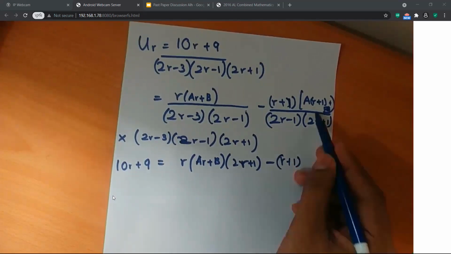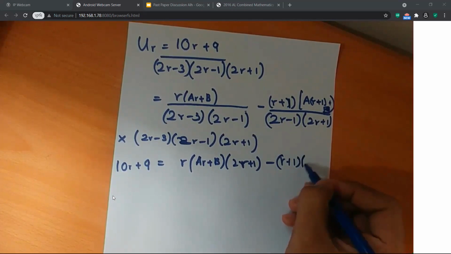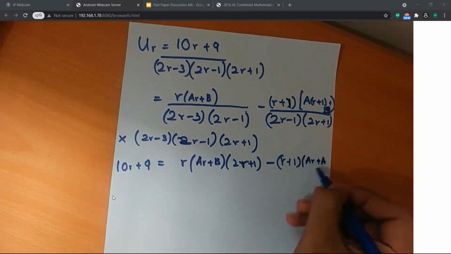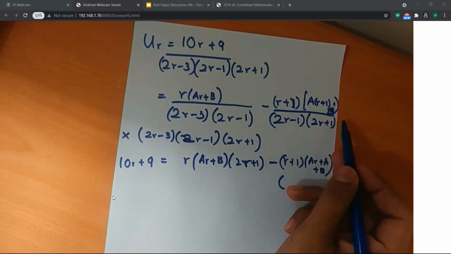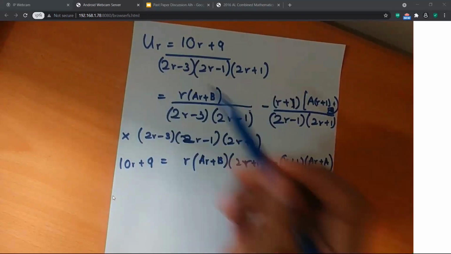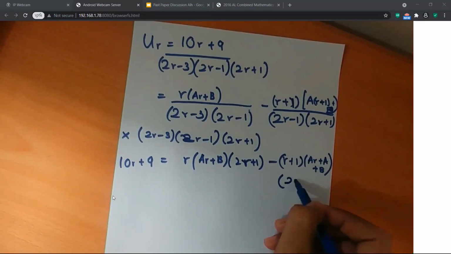So if you expand this, it will be AR plus A plus B, right? AR plus A plus B times what? 2R minus 1 cancels off, 2R plus 1 cancels off, what's remaining is 2R minus 3. So you multiply that as well, 2R minus 3.